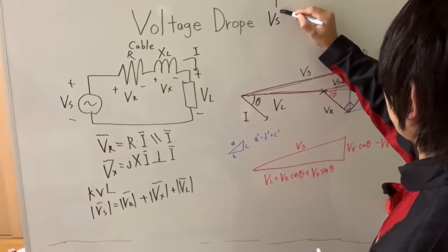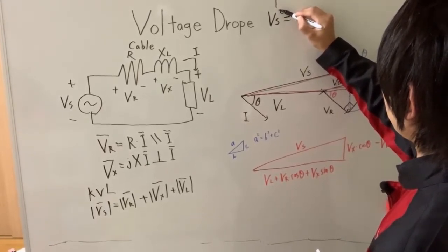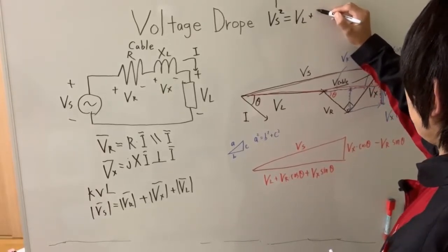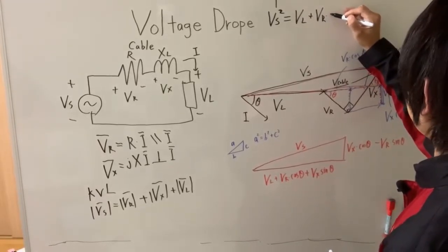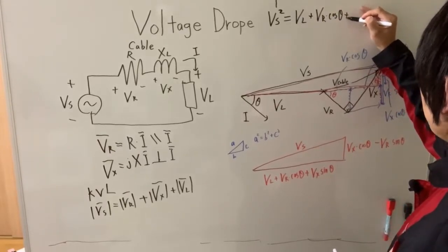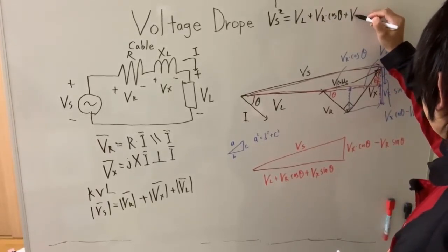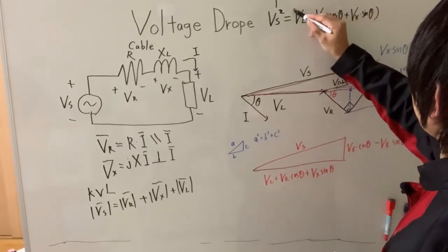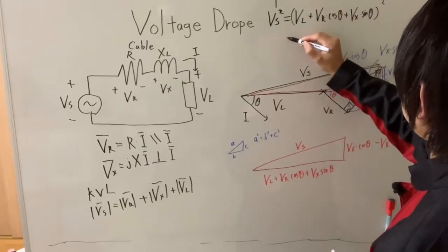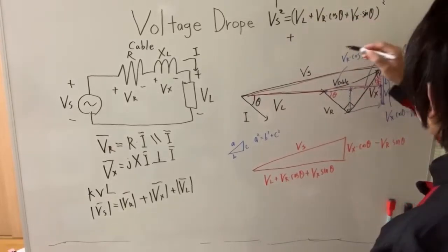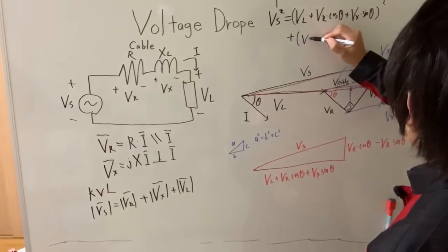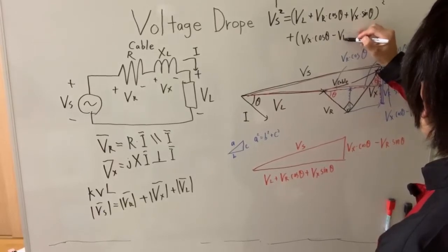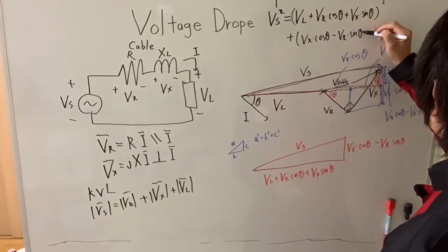PS square equal BL plus BR sine theta times plus BX times sine theta square plus BX times sine theta minus BR times sine theta square.